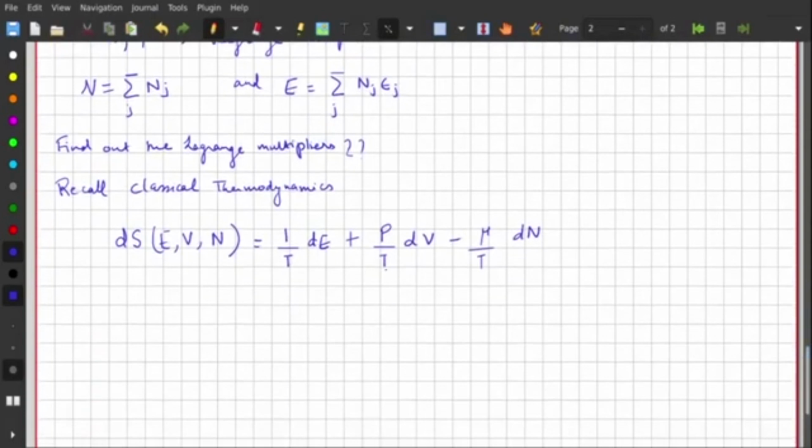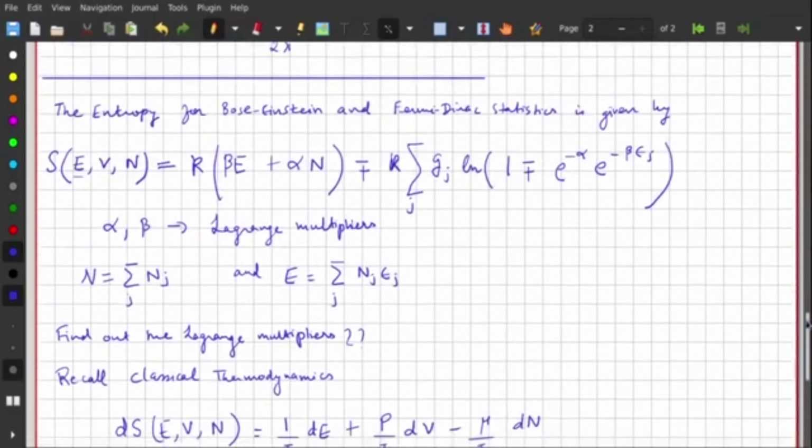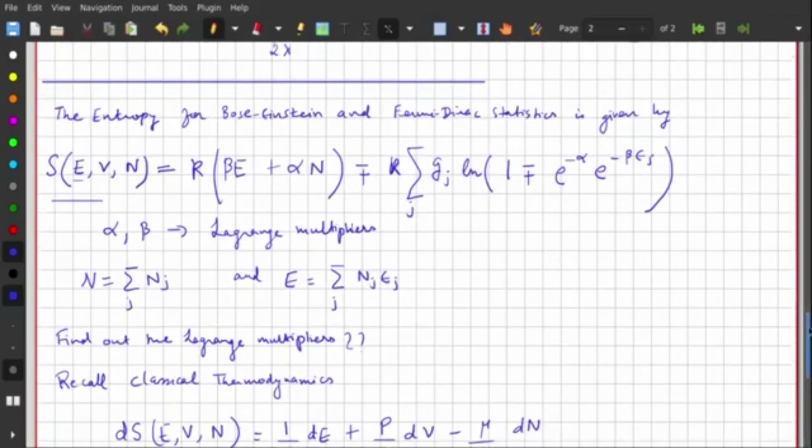If you see from this expression, the partial of S with respect to E, partial S partial E at constant V and N, is given by 1 over T. So that's 1 over the temperature. This right-hand side is coming from classical thermodynamics. What we'll do is compute the left-hand side from statistical thermodynamics. How can we calculate it? Because this is given: the entropy for Bose-Einstein and Fermi-Dirac statistics is given by that expression.